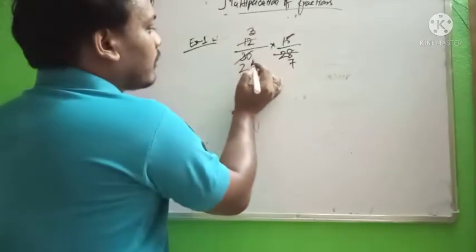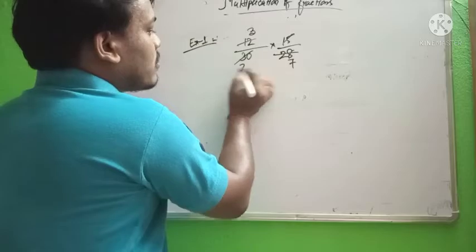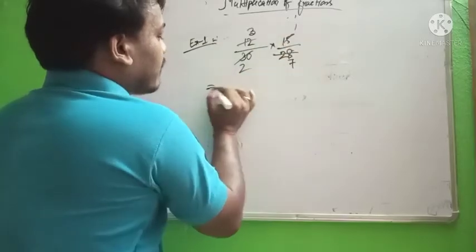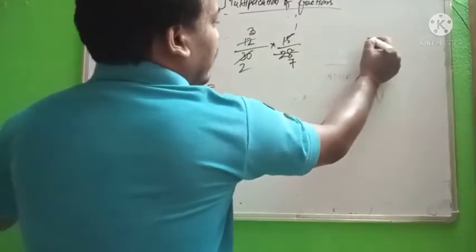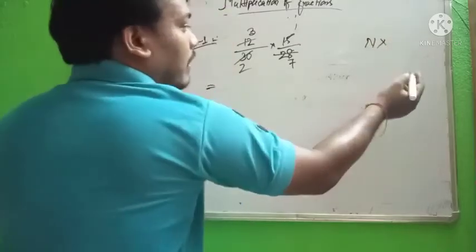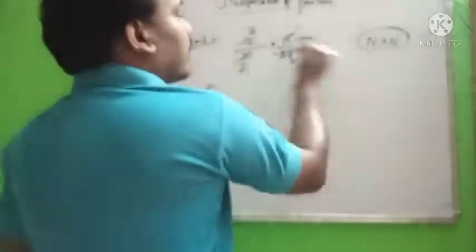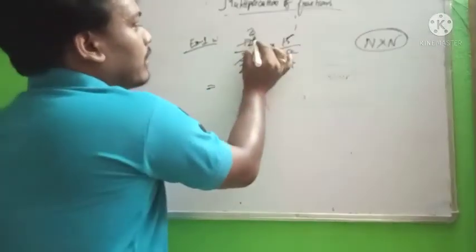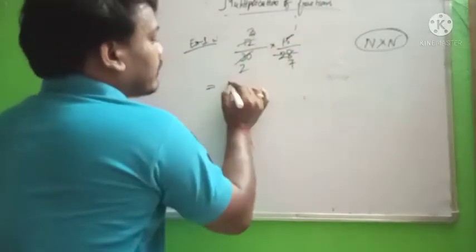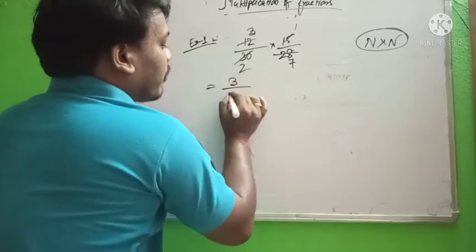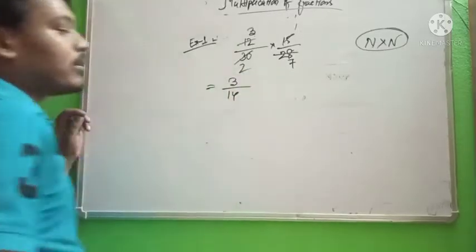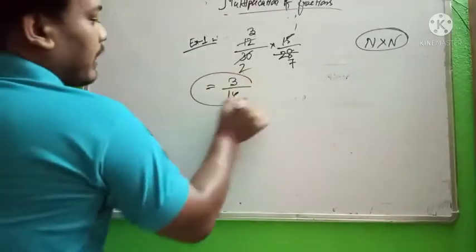Now numerator into numerator and denominator into denominator. So here 3, here 1. So 3 into 1 is 3, and 2 into 7 is 14. So it is a proper fraction, no need to convert. So it is the final answer.